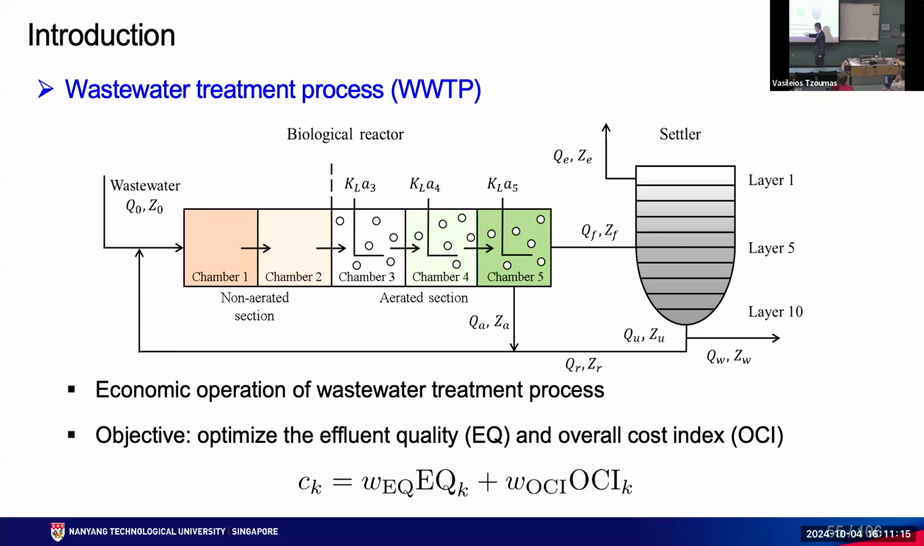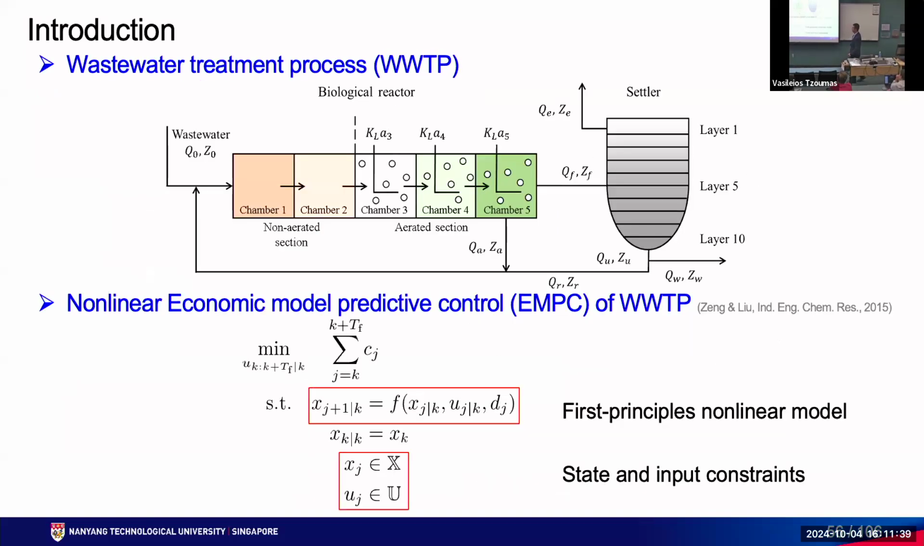And from the government and the water agency point of view, they would like to improve the effluent quality, and they would like to lower the overall operating cost. So we put a sum here because we flip the sign for one of them, right? So now we're going to minimize EQ and OCI in order to improve the effluent quality and to reduce the overall operating cost. Okay, so economic model predictive control is a natural solution for this type of problem.